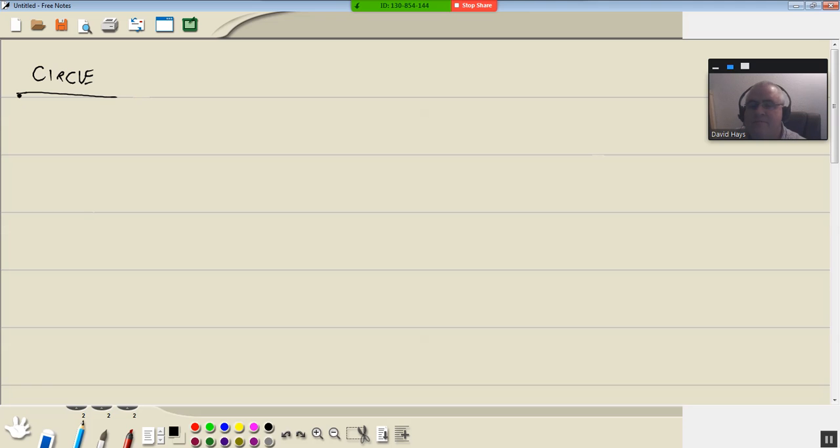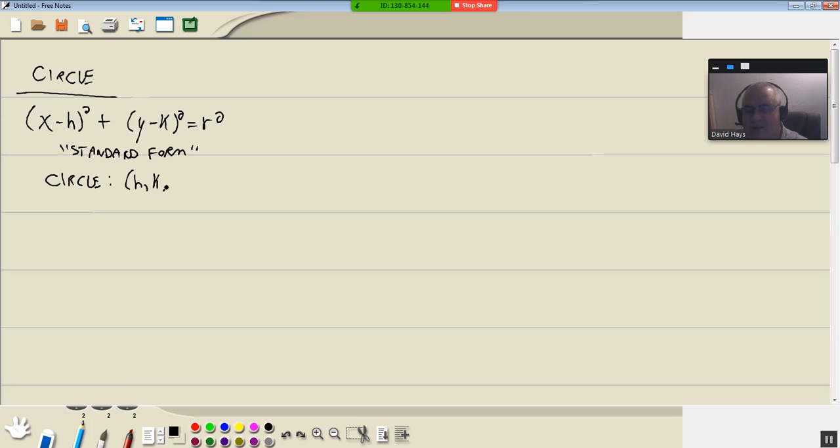So if we have something of this form, x minus h squared plus y minus k squared is equal to r squared. This is standard form. H, K, and R are numbers. Our center would be (h, k), and our radius would be r.